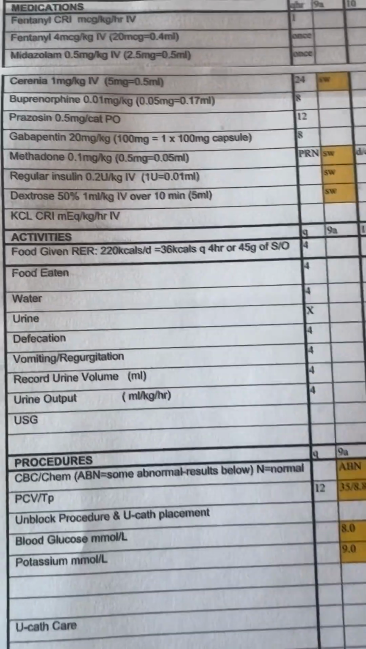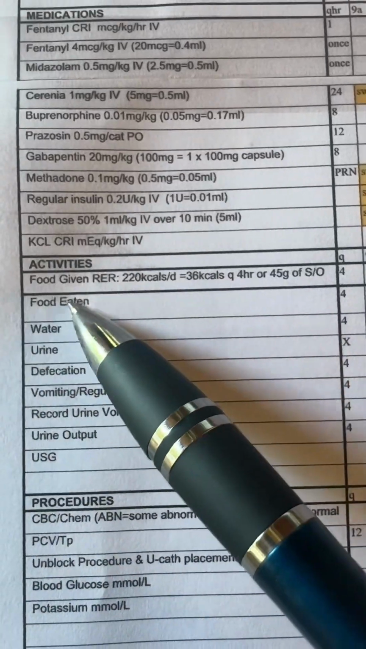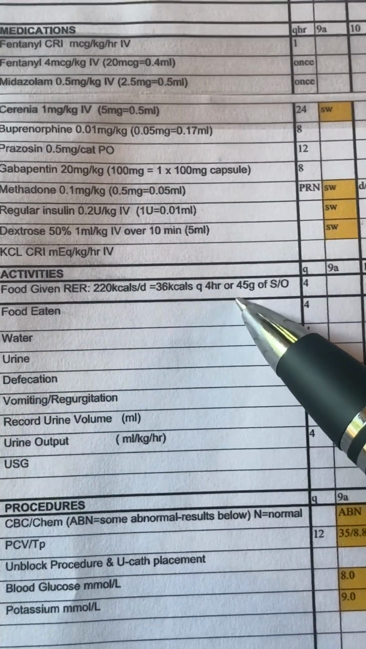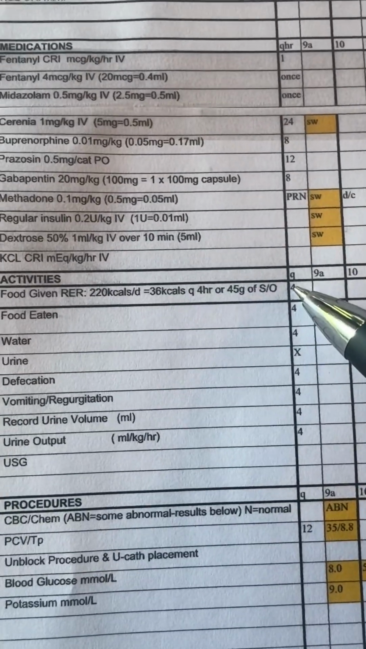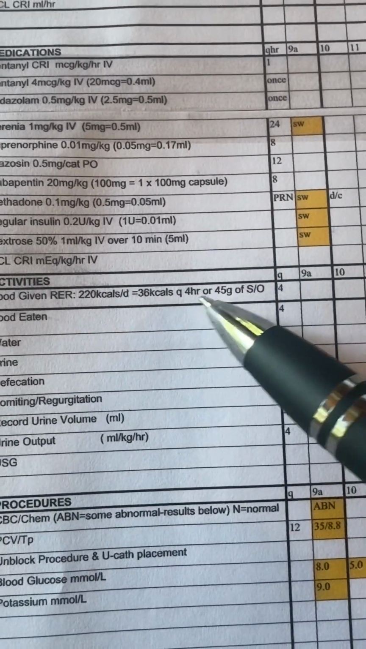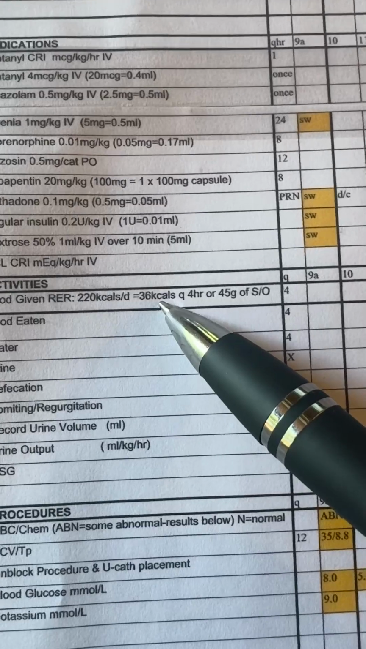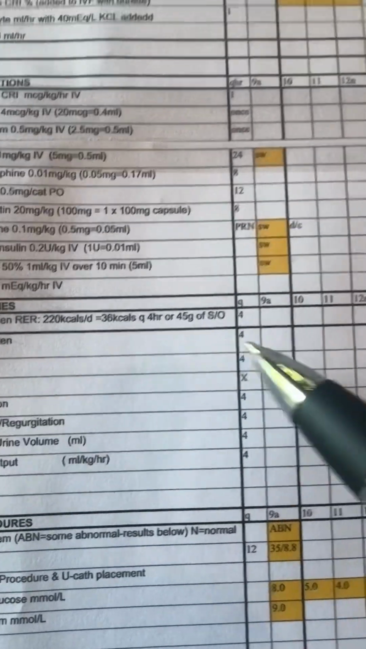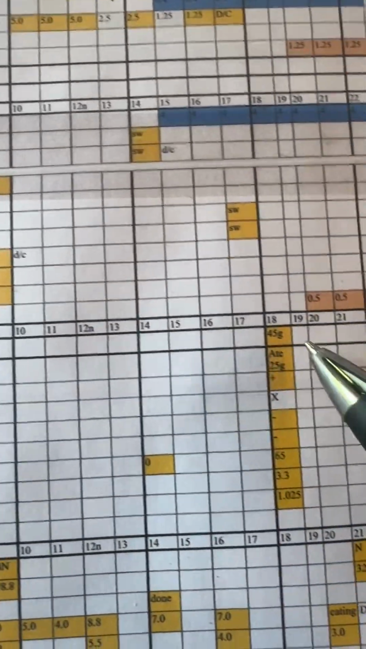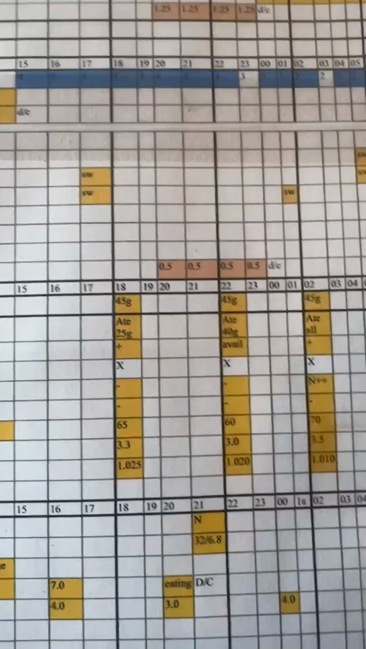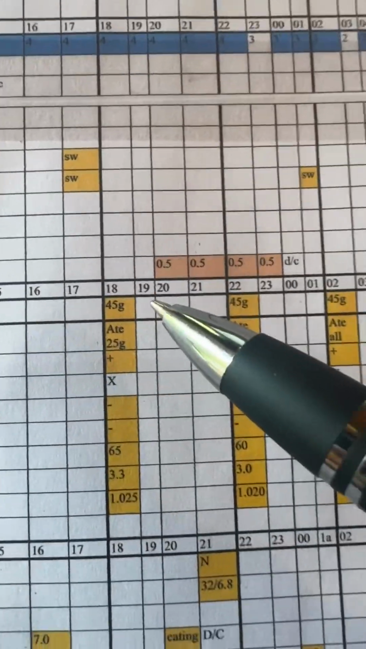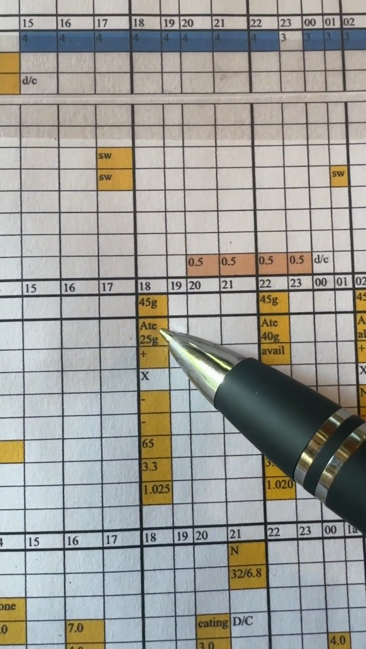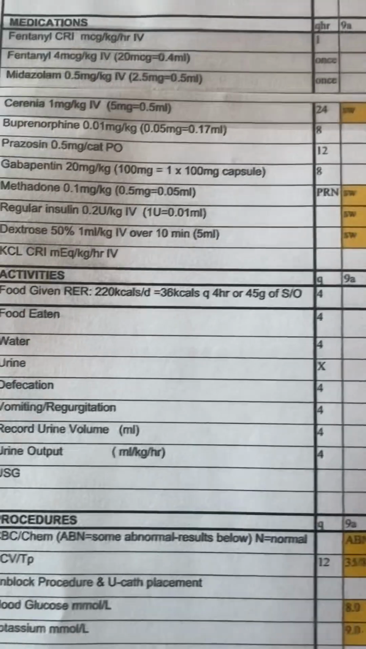And then for the activities, so food given, the RER should be calculated here, and how often it should be given. So every 4 hours, we're going to be giving this animal 36 kcals or 45 grams of food. And then this should be highlighted whenever it's supposed to be given. And when that is done, you would then enter 45 grams, how much the animal actually ate. Over here is the water.